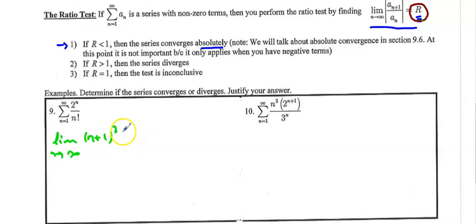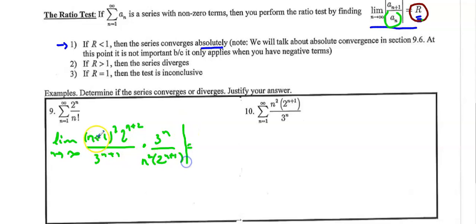And then this is going to be 2 to the n plus 2, all over 3 to the n plus 1. So basically I'm adding 1 to my exponent for all of these things right here. And then I'm going to go ahead and divide by the reciprocal of our denominator, the denominator of what's right here. So I'm going to divide by the reciprocal of that. So it would be 3 to the n over n squared times 2 to the n plus 1. I'm going to take the absolute value of this.